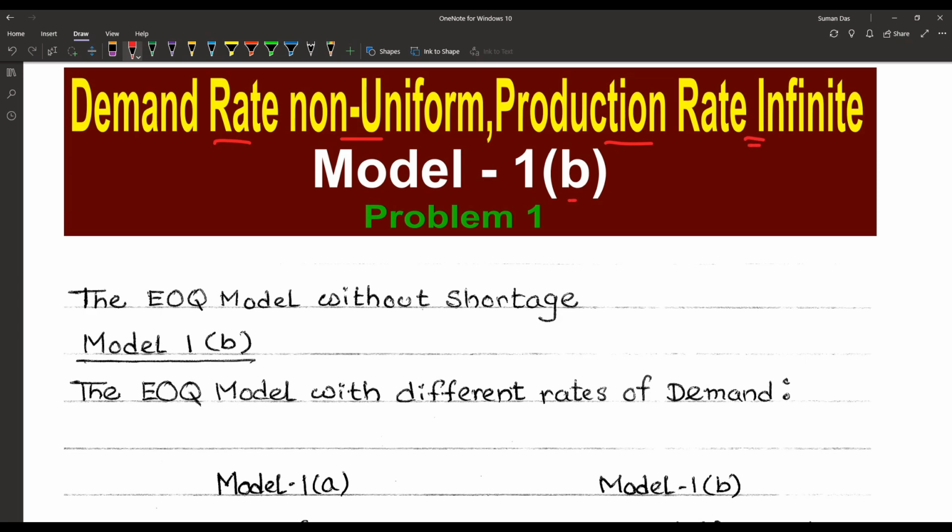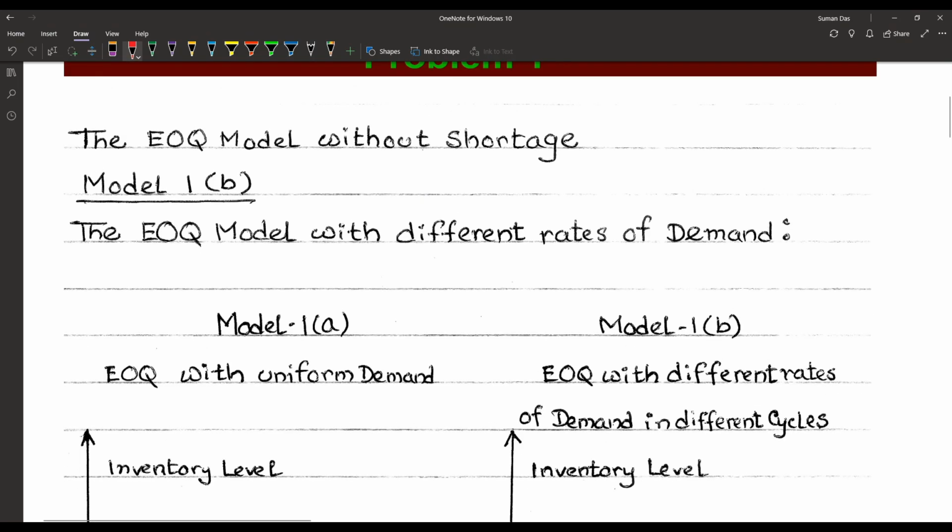In model 1A, we have seen the demand rate is uniform and the production rate is infinite, and obviously that EOQ model is also without shortage. So what is model 1B? The EOQ model with different rates of demand. That means the demand rate is non-uniform.